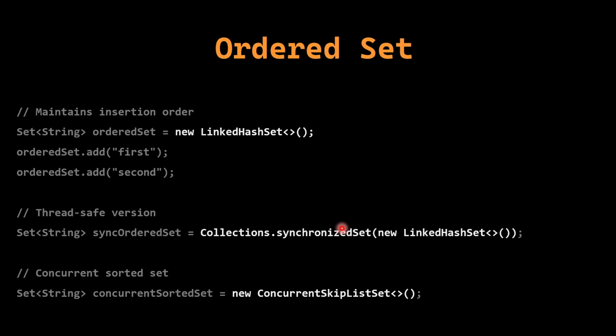Consider ordering requirements. If you need predictable iteration order, consider LinkedHashSet, which maintains insertion order, or TreeSet, which provides sorted order. Both can be made thread safe using Collections.synchronizedSet. For concurrent sorted sets, ConcurrentSkipListSet provides thread-safe sorted operations with O(log n) performance.